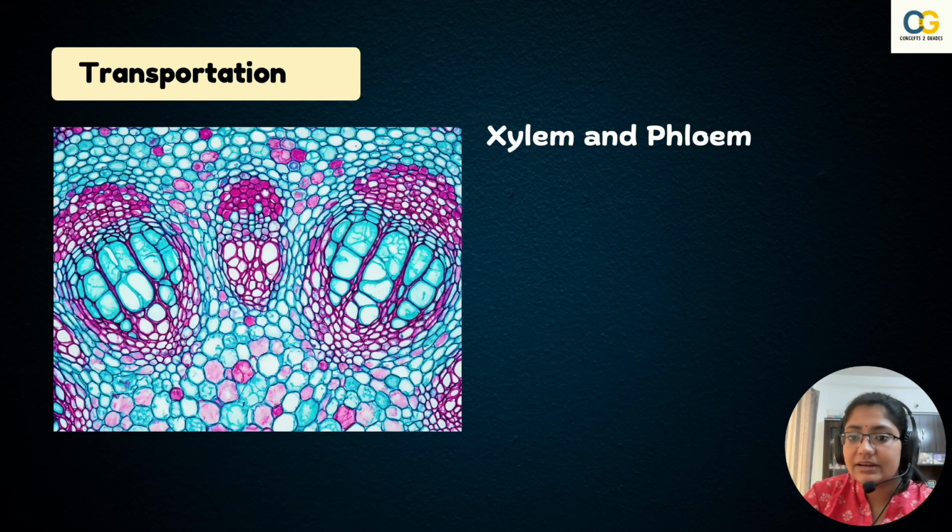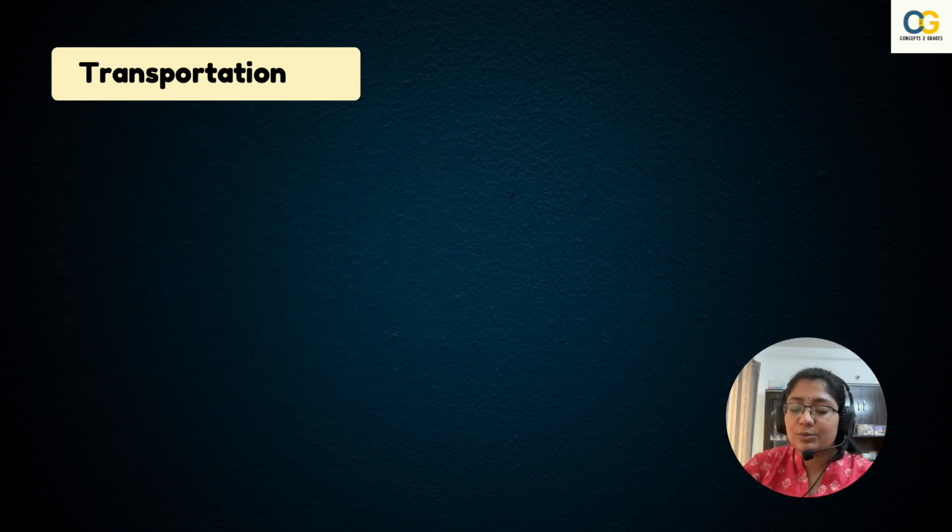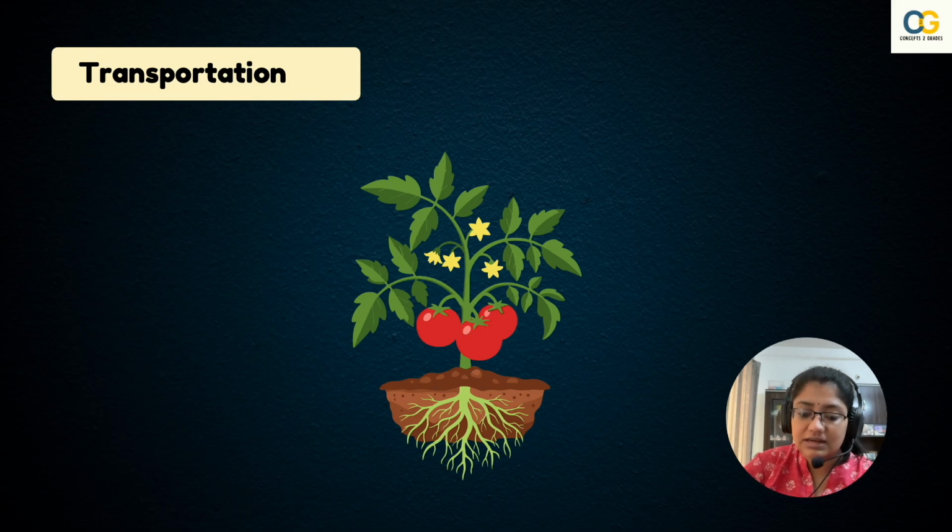So for that they have two vascular vessels called xylem and phloem, where xylem helps with the transport of water and phloem helps with the transport of soluble products of photosynthesis. Okay, so photosynthesis transport occurs through phloem, and xylem helps with transport of water.